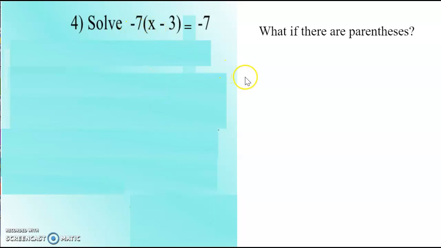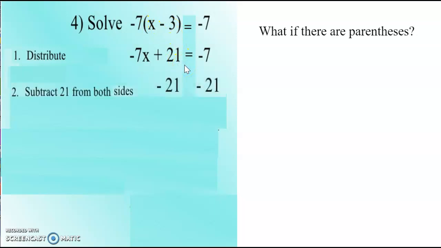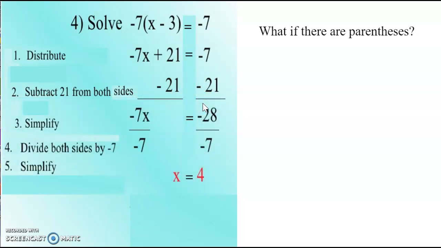You need to distribute, okay? Because a number with a parenthesis right in front of it, without a plus or minus operation, means there is a multiplication. That's the default operation. So you need to distribute by multiplying -7 to both x and -3. And then from here, you do a two-step equation, subtract 21, and you get x is equal to 4.